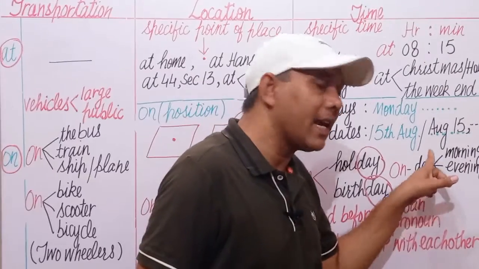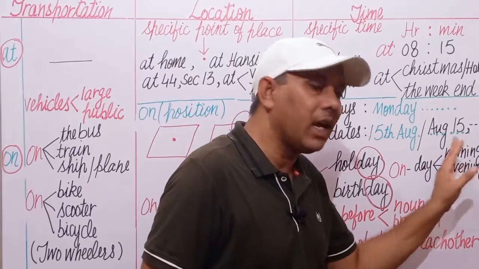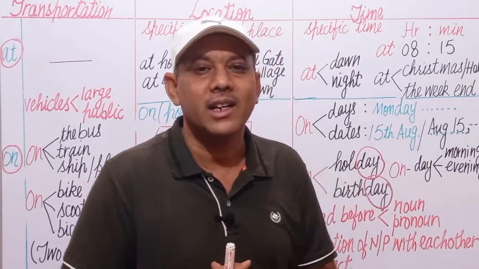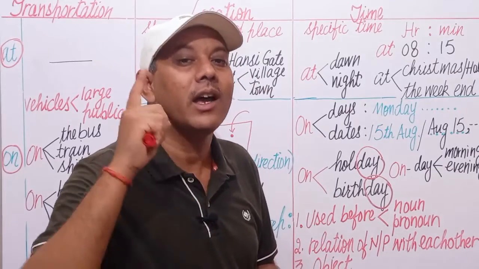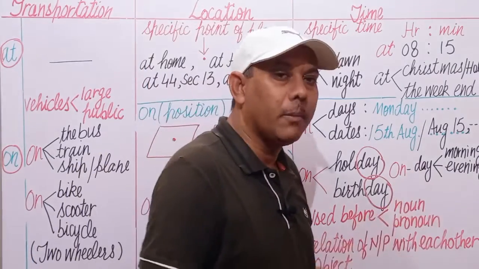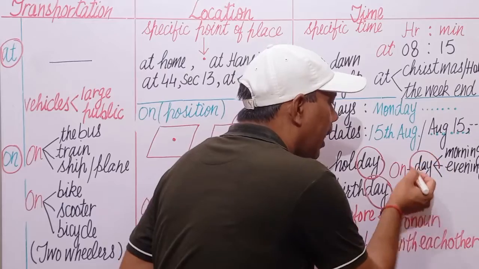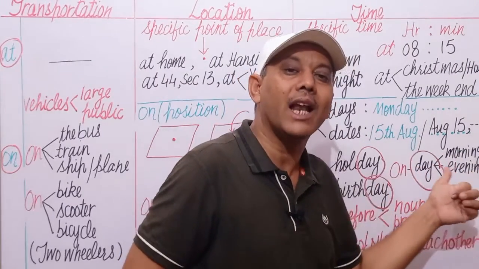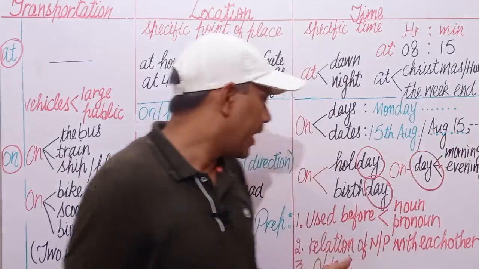लेकिन अगर यहाँ डे ना हो, केवल मॉर्निंग इवनिंग हो, तो फिर हम on का यूज नहीं करेंगे. Then we shall use in instead of on. But if it is preceded by a day, on Sunday morning, then we shall use on.